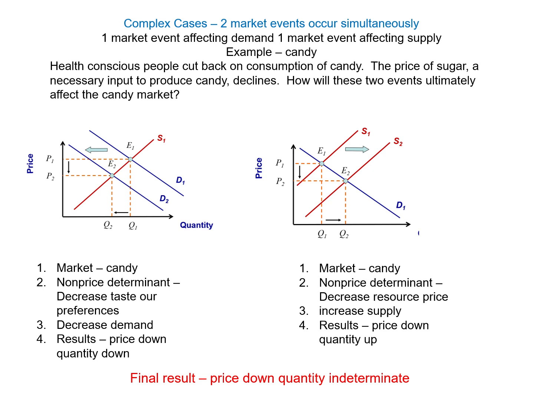What about quantity? The decrease in demand pushed quantity down. The increase in supply increased quantity. Again, because we don't know the magnitudes of the shifts, quantity is ultimately indeterminate. Again, make certain when evaluating a scenario with two simultaneous events that you label final results and make it clear what happened ultimately to price and quantity in the markets.